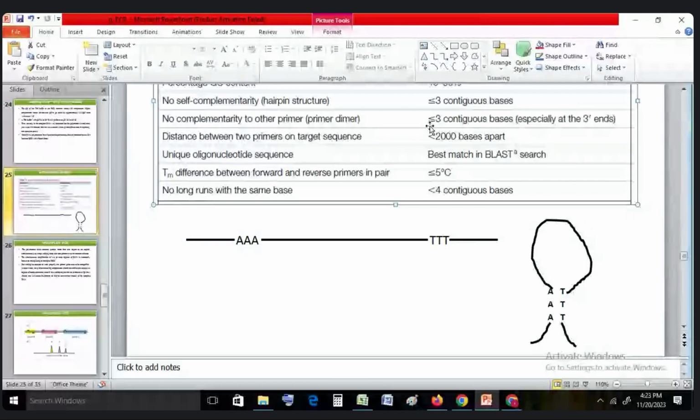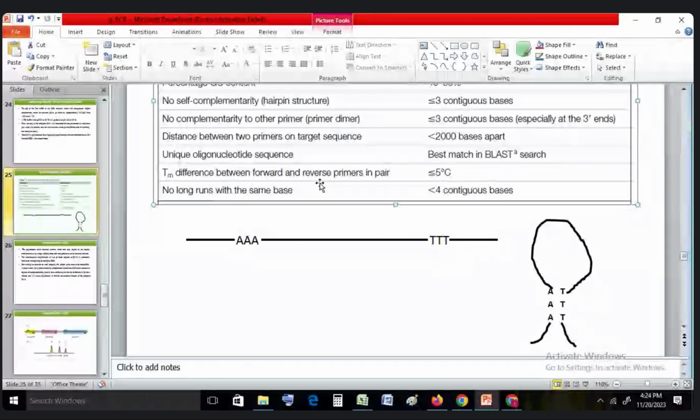And the next thing is the Tm, or melting temperature, difference between the forward and reverse primer. Take an example: the forward primer has a melting temperature of 50 and the reverse primer has a melting temperature of 60. The difference between these two is about 10 degrees. That's not good. You have to reduce the temperature difference to less than 5 so that you can define the annealing temperature very specifically.